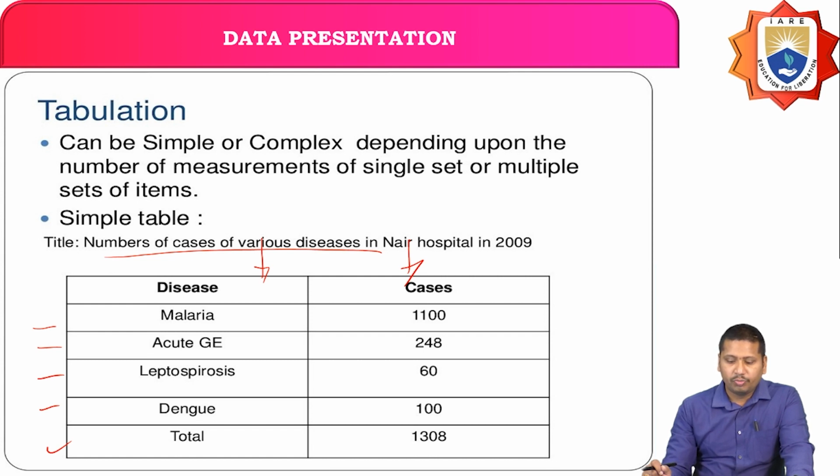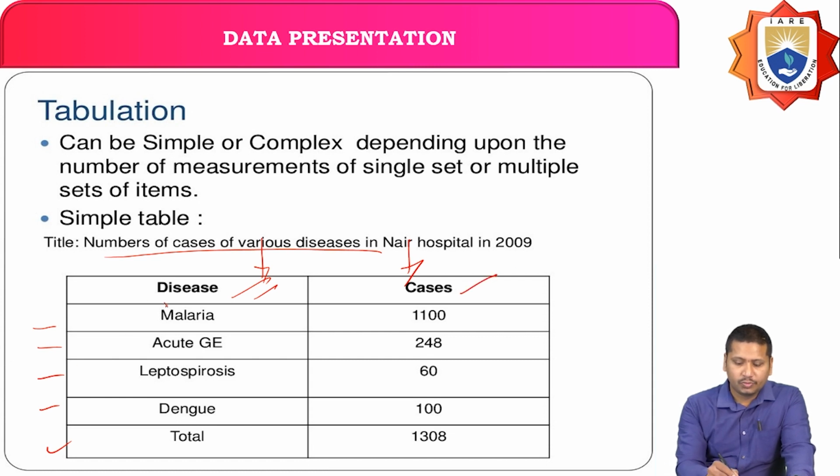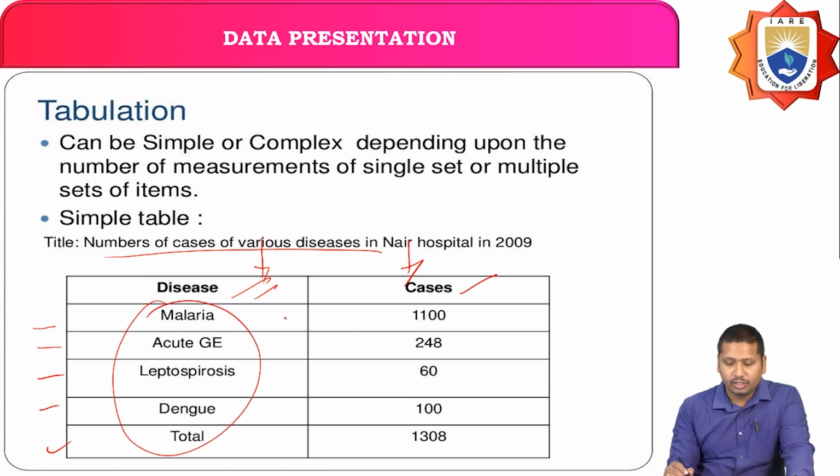So the disease should be simple, and here I have considered only two columns: disease and cases. Then we list the diseases identified from the different hospitals, like Nair Hospital in 2009, and the cases identified.